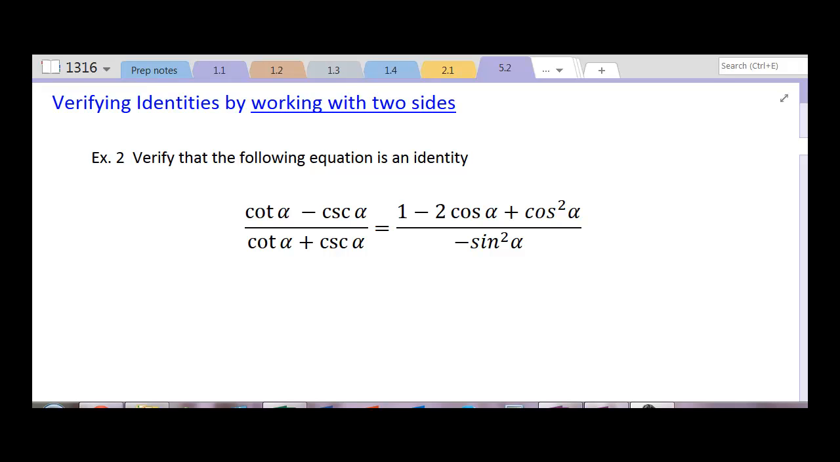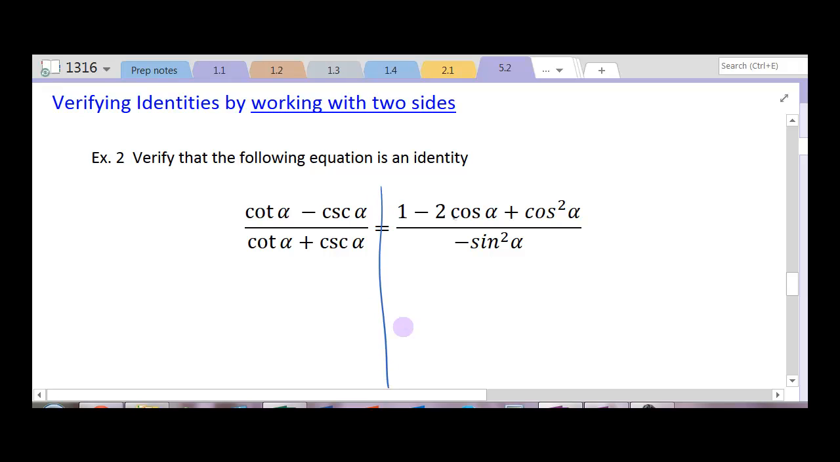Sometimes when we're working to verify identities, it's not quite easy to turn one side into the other. If that's the case, then another approach might be to work from each side separately and turn them into a common goal. So that's the way we're going to approach this identity. I'm going to start over here on the right hand side because I noticed in the numerator that I have three terms, I have a squared term, and I can factor this, so I recognize that idea.